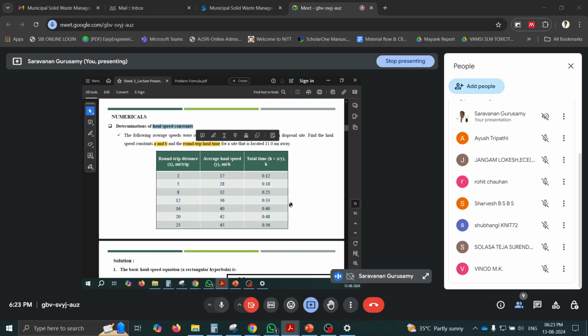So H, we know, is equal to A plus Bx. So A and B are the constants. That's what they are asking us to find. Haul speed constant. H is the haul time, and the haul speed constants are A and B.